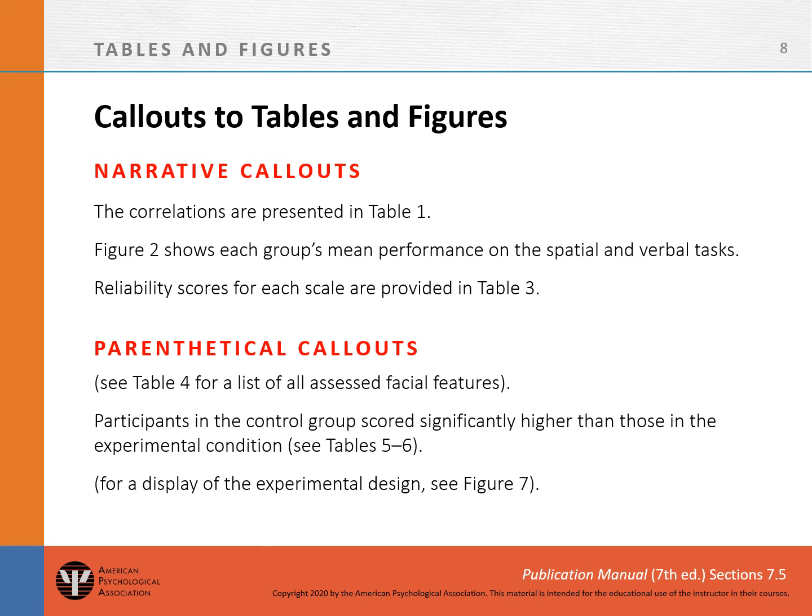Use either narrative callouts or parenthetical callouts. You can say the correlations are presented in table 1, or figure 2 shows each group's mean. Or you can put it in parentheses, see table 4, or in parentheses for a display of the design, see figure 7.